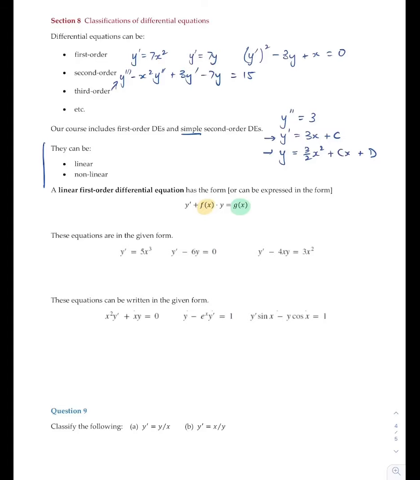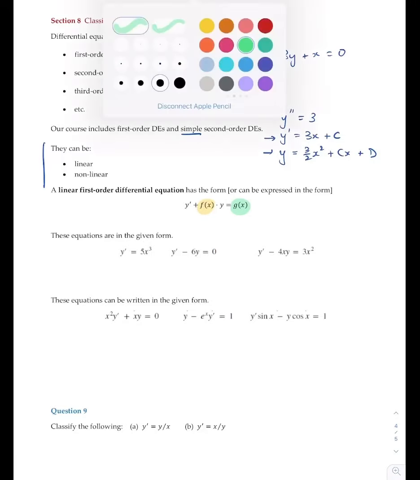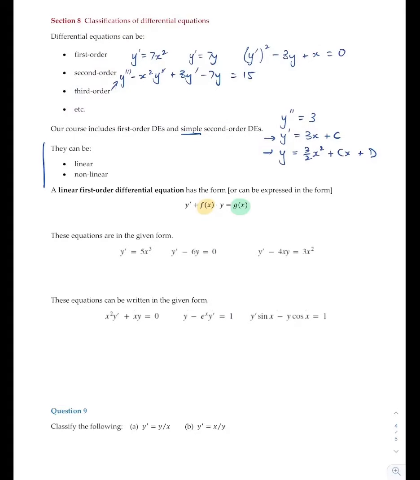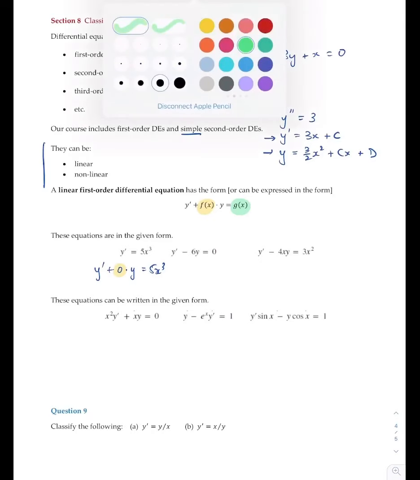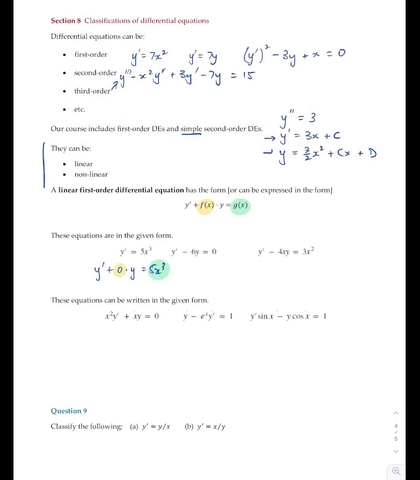Okay, this is a linear first-order differential equation. Now, the following equations are in the given form. So y dash equals 5x cubed. This could be written as y dash plus 0 times y equals 5x cubed, right? And so you've got that colour and that colour, right? It matches the definition. Right.